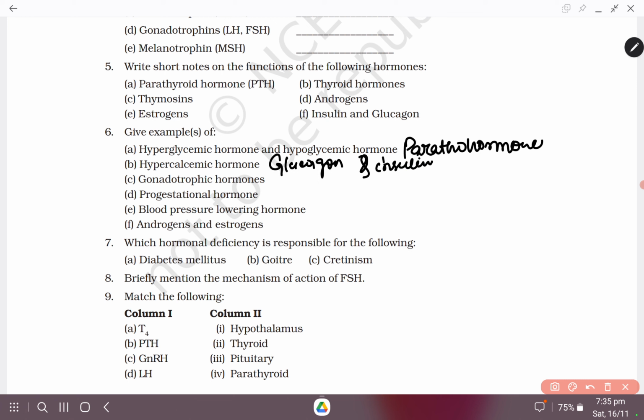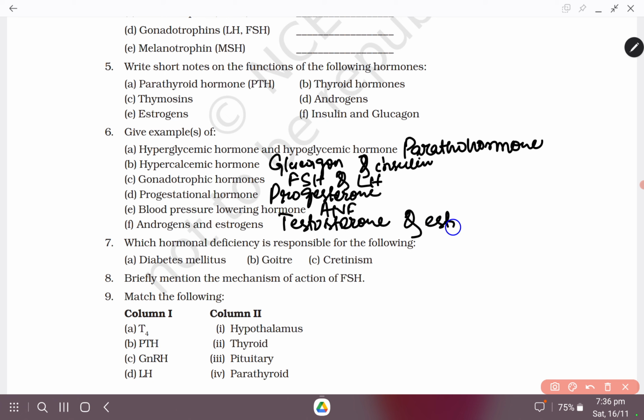Gonadotropic hormones: there are two types, FSH and LH, right? Progestational hormone, it is progesterone. Blood pressure lowering hormone, it is atrial natriuretic factor, ANF. Androgen and estrogen: from androgen it is testosterone, and from estrogen it is estradiol, right?